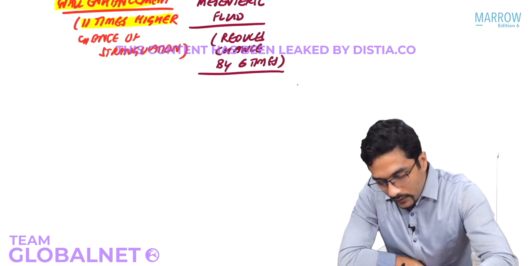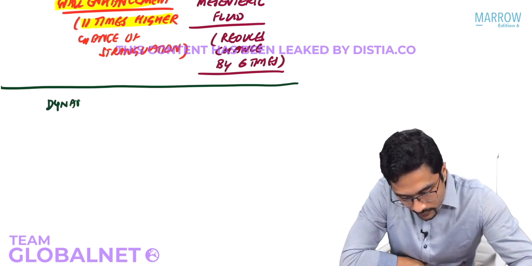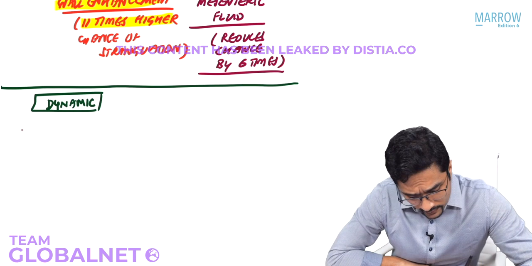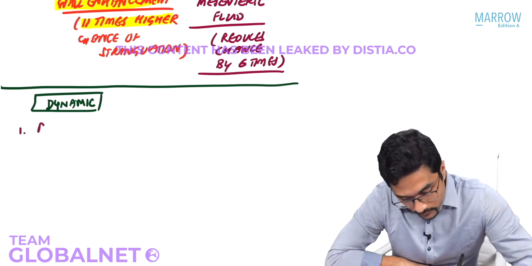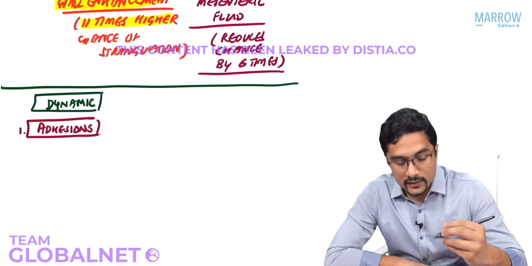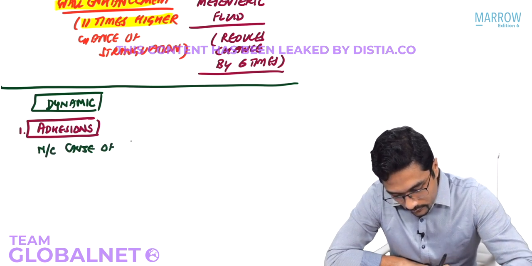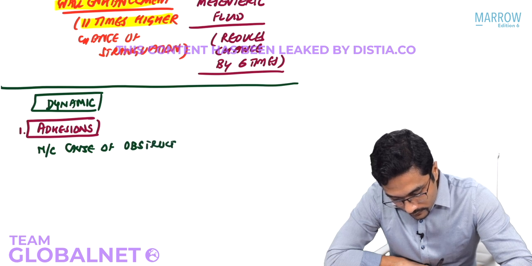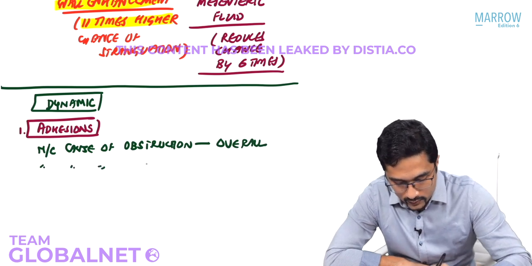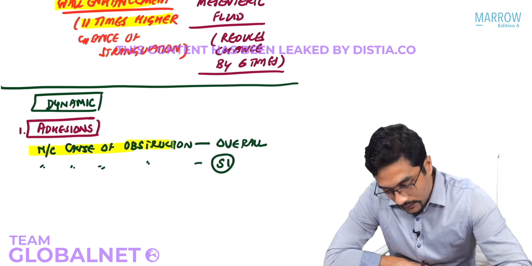Now we have to talk about individual conditions which give rise to bowel obstruction. First we are going to talk about dynamic bowel obstruction. In dynamic bowel obstruction, the first one we're going to talk about is bowel adhesions, or adhesive intestinal obstruction. You need to know that this is the most common cause of obstruction overall, and it is the most common cause of obstruction in the small intestine also. So in the small intestine and overall, adhesions are the most common cause.